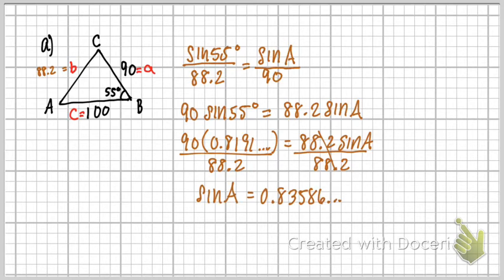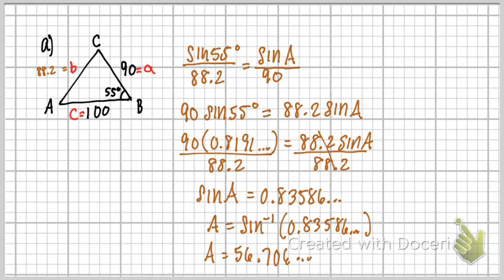So then now I have to take the sine inverse of both sides. So really, I'm going to get A on the left side, and on the right side, it's going to be the sine inverse of 0.83586 blah blah blah, and then my A is actually going to equal 56.706 blah blah blah. Now again, we're going to round it to the 10th spot, which would be the 3 sig fig, and it's going to turn out to be 56.7 degrees. So that's going to be what our A is.